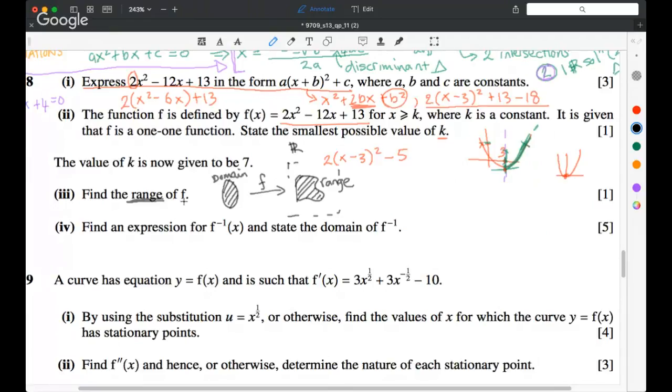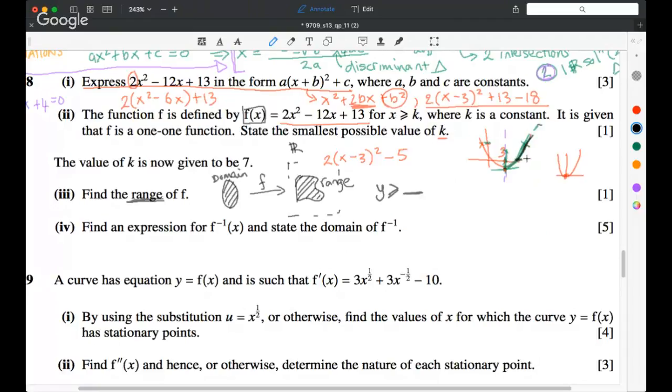So the range of f is all of the values that f of x can spit out if x is greater than 7. So all of these values from the minimum upwards. Well, actually not from the minimum, from when x is 7, which I guess is there somewhere. So it'll be all of these. So this will be something of the form y is greater than or equal to some number.